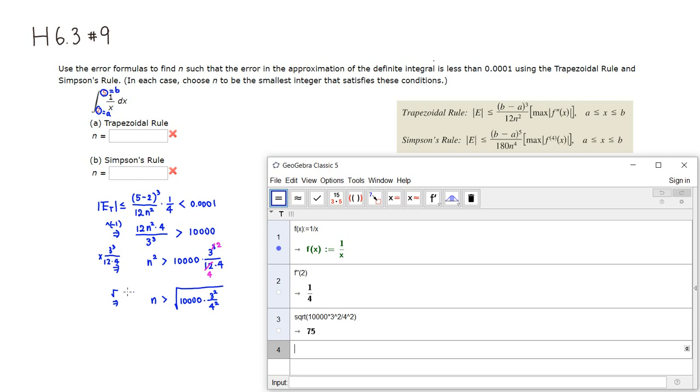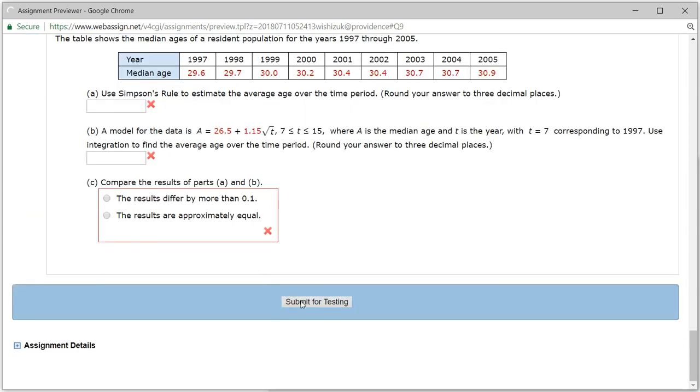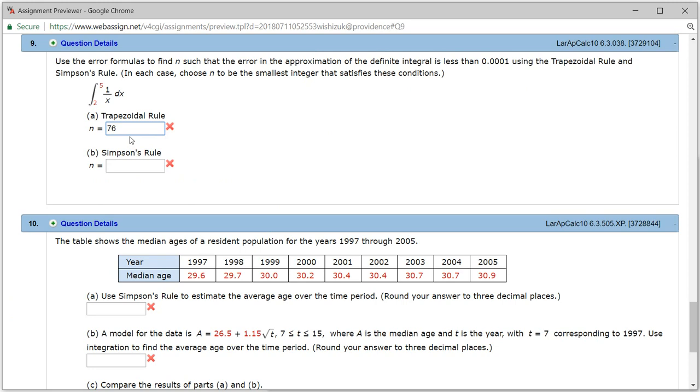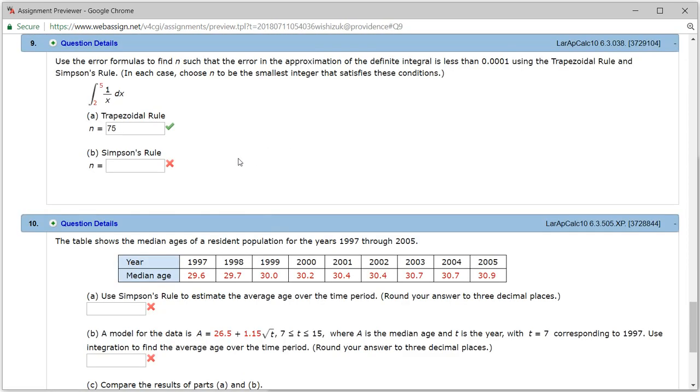In order to make sure that this is going to be greater than 75, I think I'm going to put 76 there. Let's check the answer. Submit for testing. It actually came out wrong, so it's probably going to be 75. I'm going to check that. Submit for testing. It came back, and 75 is the answer.